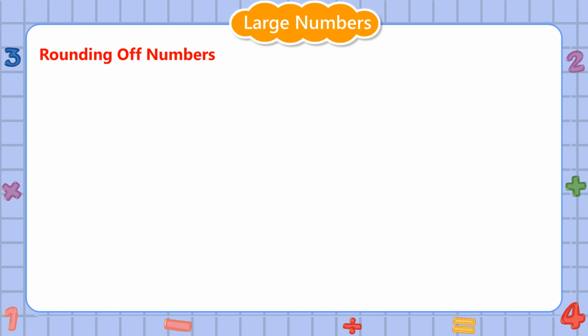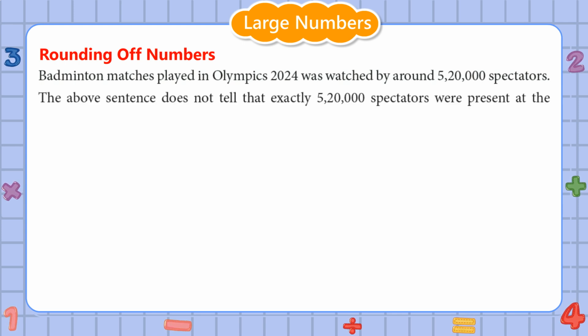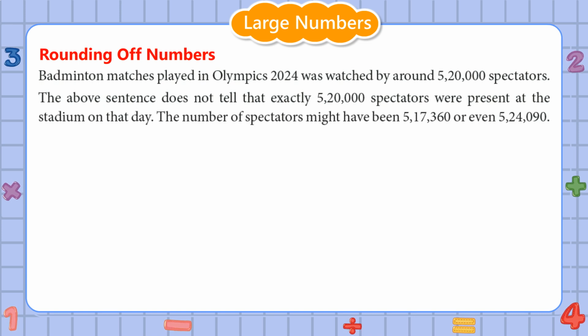Rounding off numbers. Badminton matches played in Olympics 2024 was watched by around 5,20,000 spectators. The above sentence does not tell that exactly 5,20,000 spectators were present at the stadium on that day. The number of spectators might have been 5,17,360 or even 5,24,090. Here, 5,20,000 is an approximate number.